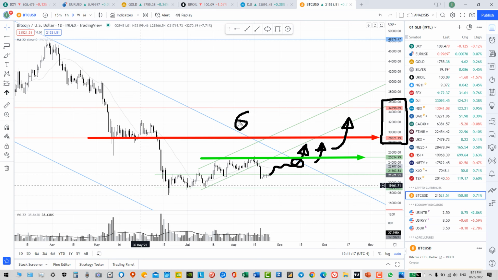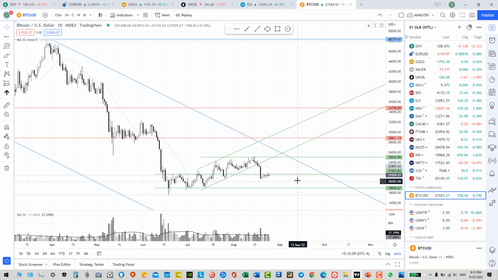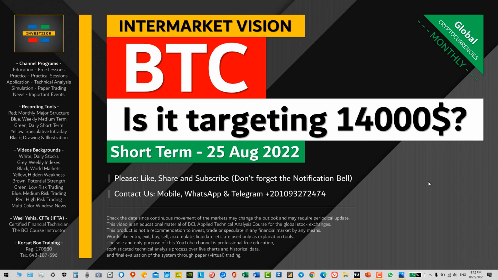This $6,000 area ranging from 28 up to 34 will be marked with very high volatility if these conditions are met. Otherwise, I think it's most probable to continue to the downside, maybe 80 or 85% statistically. That's it for now concerning the Bitcoin.